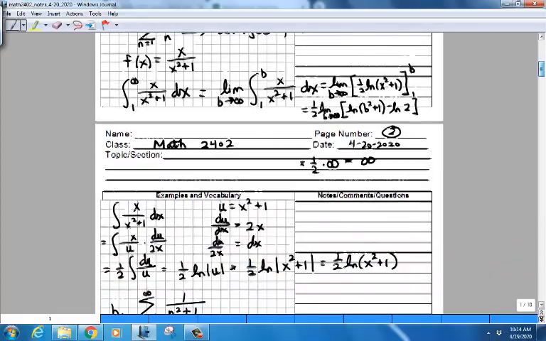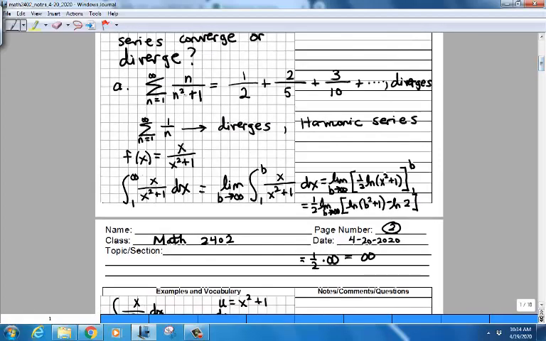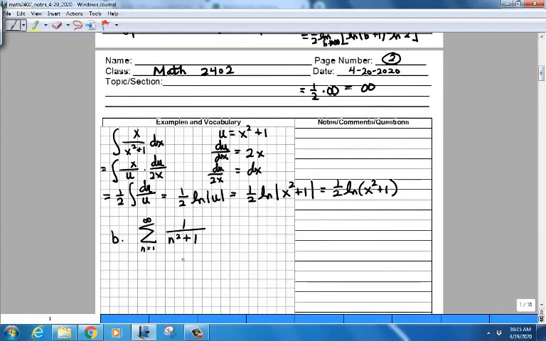Okay, let's try another example. So this one is kind of similar to the first example. See, here I had n over n squared plus 1, but here I have just 1 over n squared plus 1. So I don't have the n in the numerator, right? So it's slightly different. So if we look at the terms of this series, what would they be? You would have 1/2 again, plus now 1/5. When n is 2, you get 2 squared plus 1, which is 5, right? Plus 1/10, plus 1/17, plus etc.